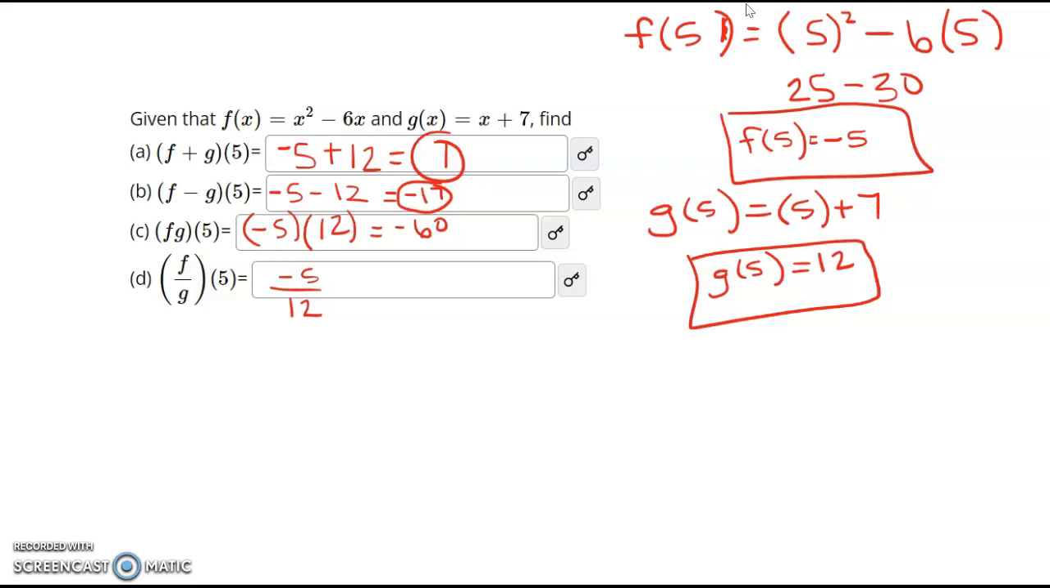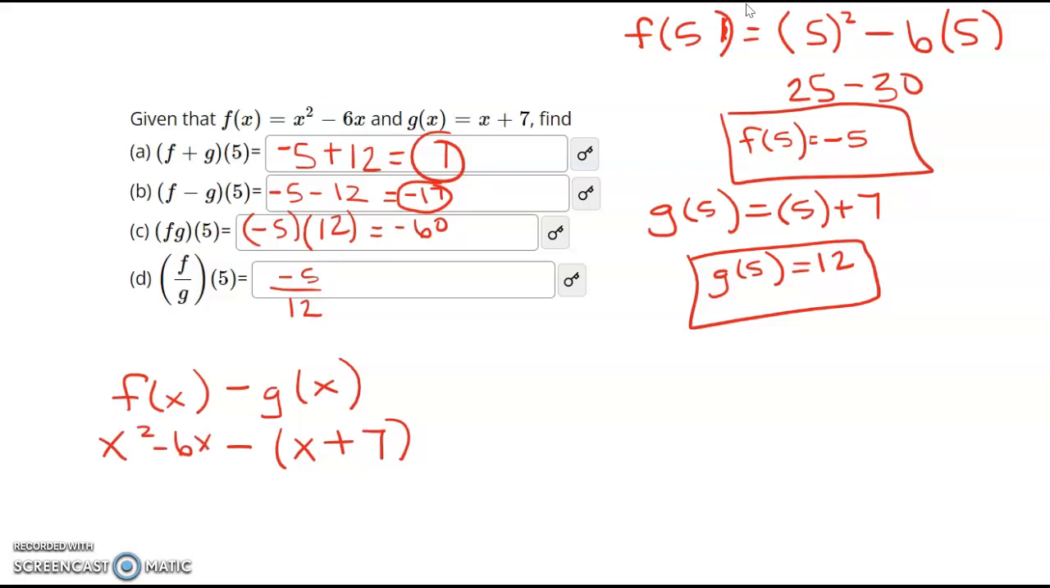Okay. Now let's say you do decide to just write it out and first figure out what f minus g is and then substitute 5 in, which is completely fine. That works too. Let me just give you one caution. When you're doing f of x minus g of x, we want to make sure we subtract the whole g of x. So minus the whole x plus 7. And then f of x is x squared minus 6x.